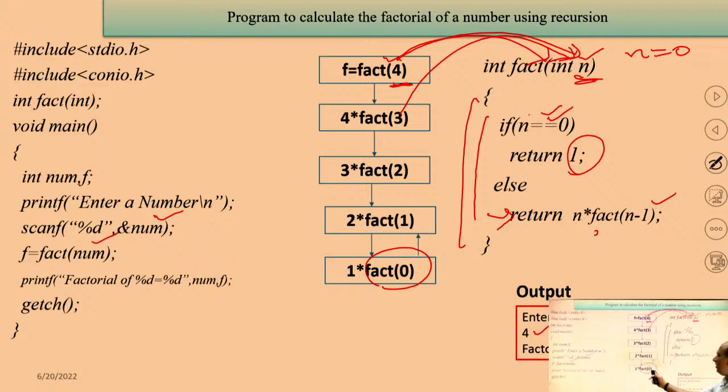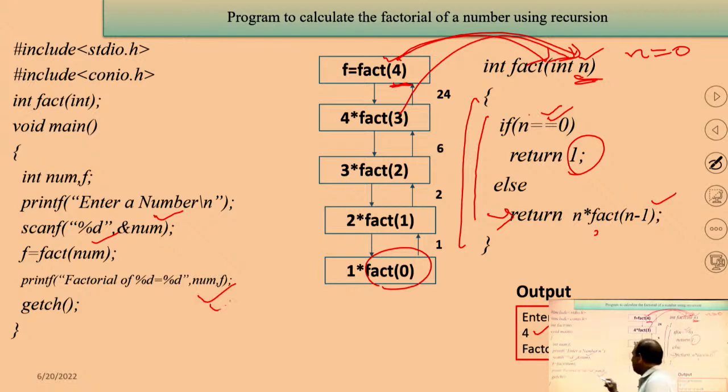It will return 1. 1 into 1 will be calculated, and the result will be returned back to the fact 1 function. Here fact 1 means 1 has been returned, 1 into 2 will be calculated, and 1 into 2 will return back. Now fact 2 returns 2, means 3 into 2 is calculated, 6 is returned back. Fact 3 is called, 6 into 4 will be calculated, and 24 will be returned.